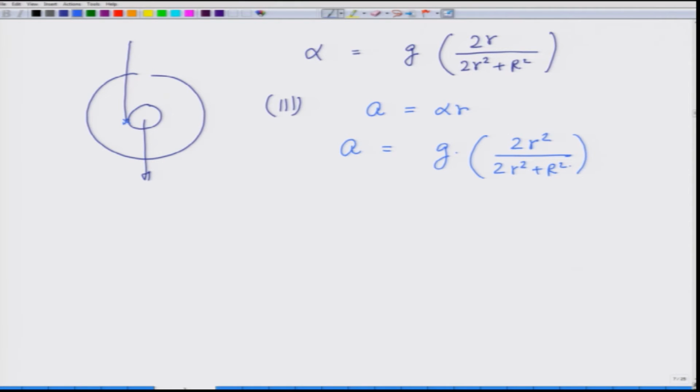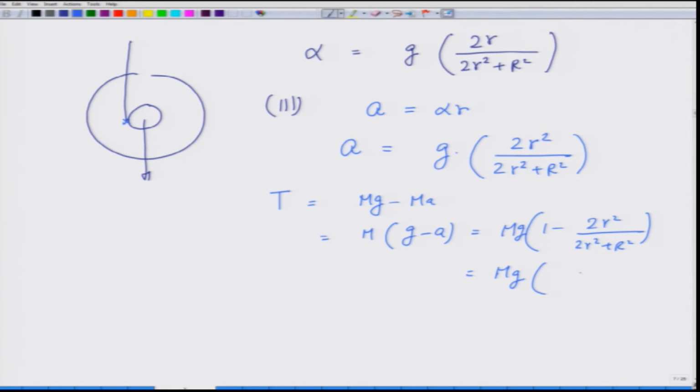Now, once we know A, I can also calculate the tension in this string, which is going to be equal to mg minus ma, which is m times g minus a, which is equal to m g times 1 minus 2r square over 2r square plus r square, which comes out to be mg r square over 2r square plus r square.